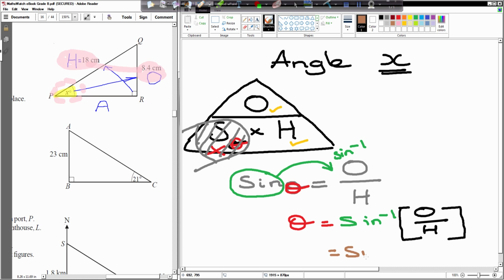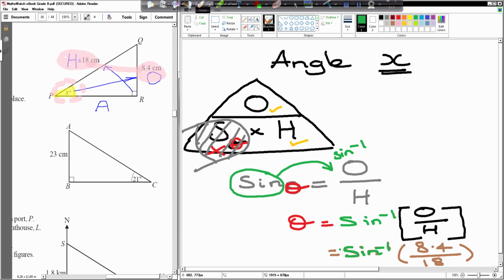So we have sine inverse. What's the O value? The O value is 8.4, and the H value is 18. So we have 8.4 divided by 18. We can put a bracket there just to make it a little bit nicer and easier for us to deal with. And we can keep the color scheme running so we know what we're doing.